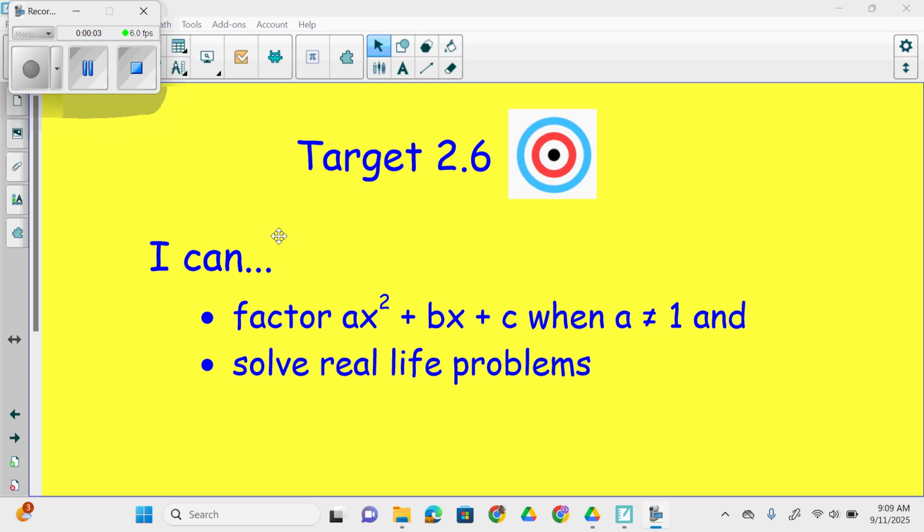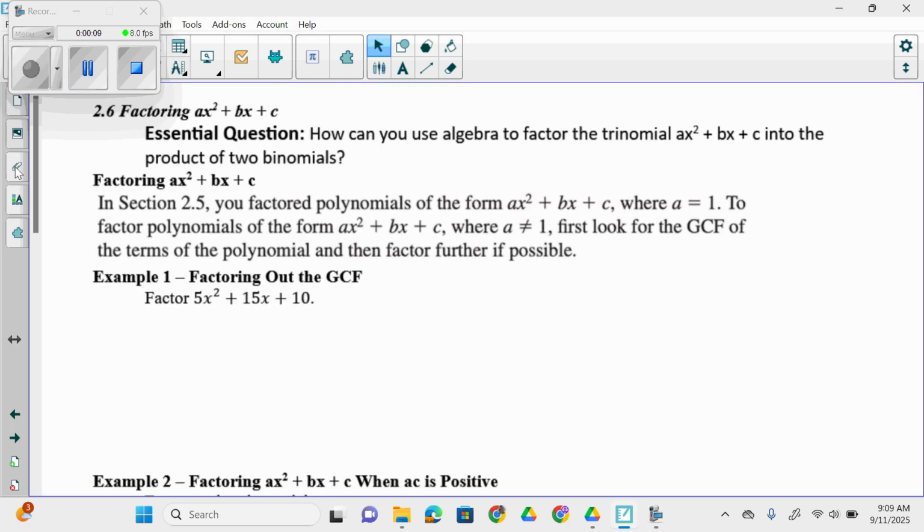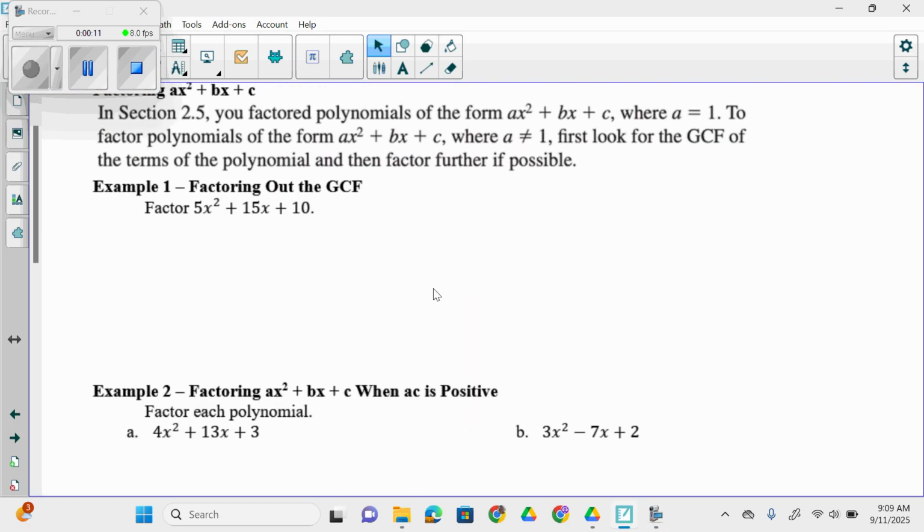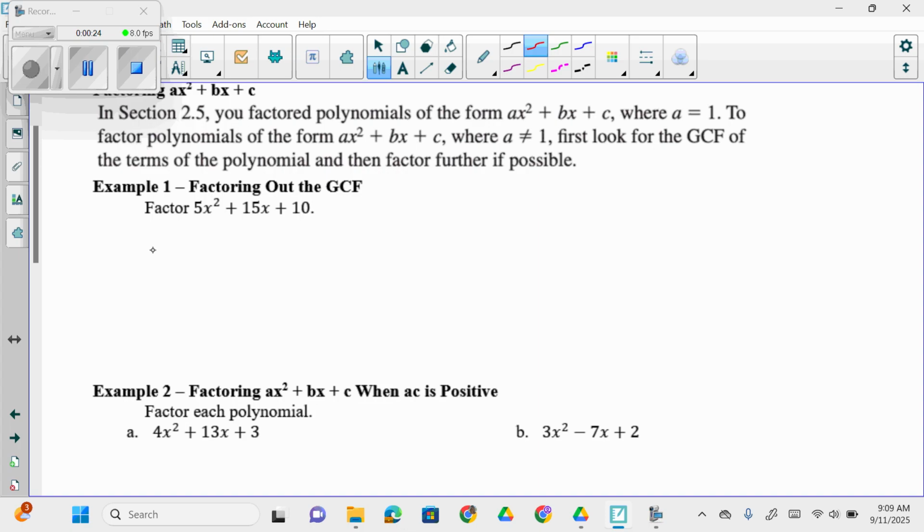Today we're going to practice factoring a polynomial when a is not equal to 1. When I look at example 1, the first thing I want to check, always for every problem, is: is there a greatest common factor? In example 1 there is. The greatest common factor is 5. So my first step is to take out a 5.